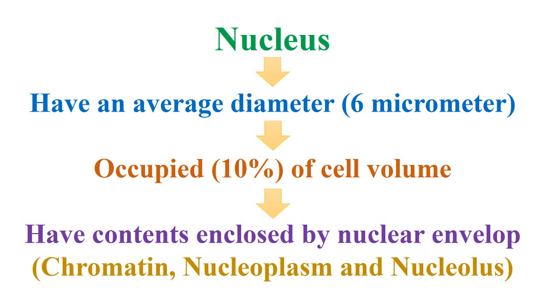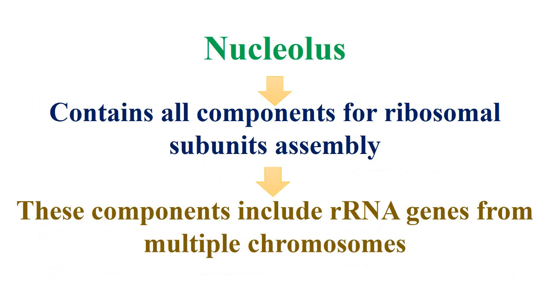Firstly, the nucleus has an average diameter of 6 micrometers, so it occupies 10% of the cell volume because of its content enclosed by the nuclear envelope, such as chromatin, nucleoplasm, and nucleolus. While the nucleolus contains all components for ribosomal subunit assembly. These components include rRNA genes from multiple chromosomes, as mentioned in the next slide.